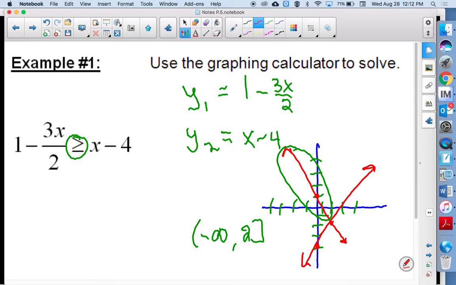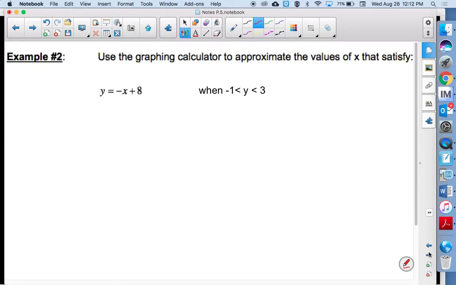So if you look at the one underneath, there's a little part that I omitted when I was typing this. It says, use the graphing calculator to approximate the values of x that satisfy our equation, negative x plus 8, when negative 1 is less than y, which is less than 3.